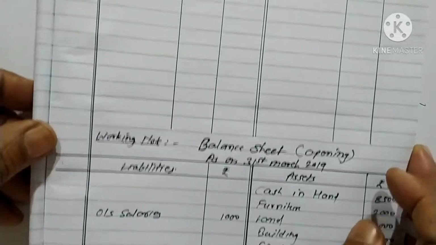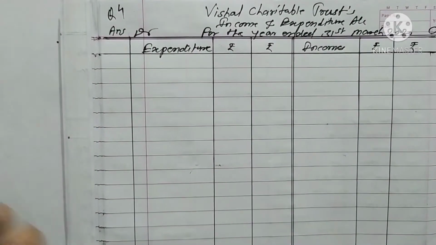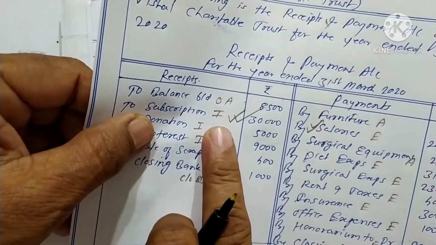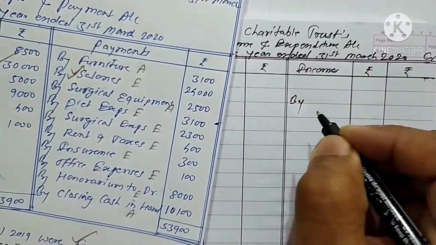Okay, now we go to the answer sheet, income and expenditure account. First we try to complete the income side. Now see, we have to find out the income. Here subscription is given, it is income, so we work out the subscription.